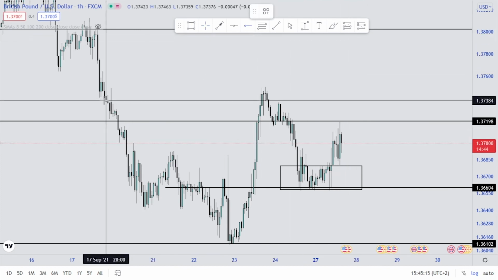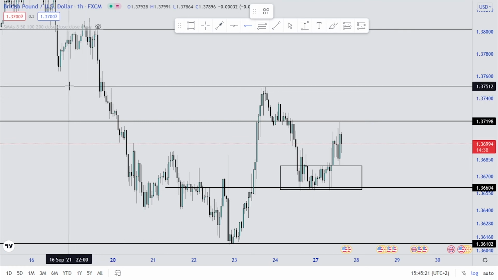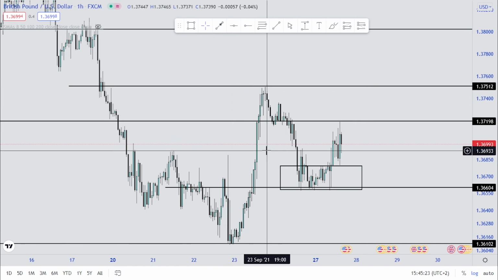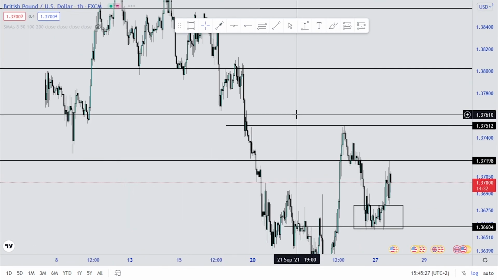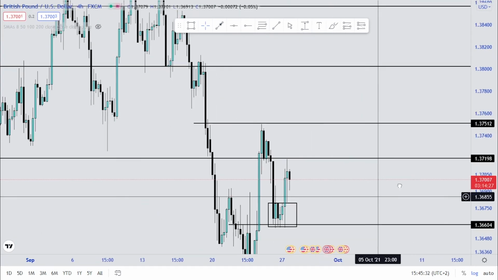out of this region, 1.37198, we can most likely see price will come and test this area here at the 1.37512 area.